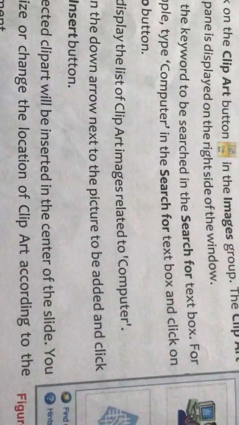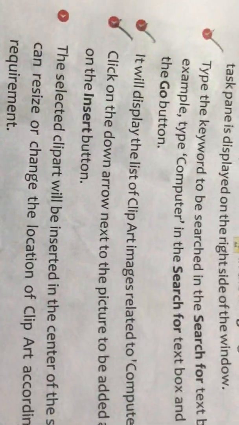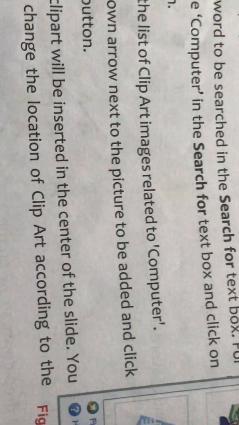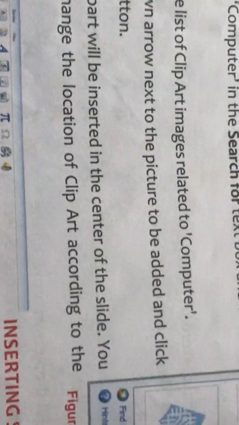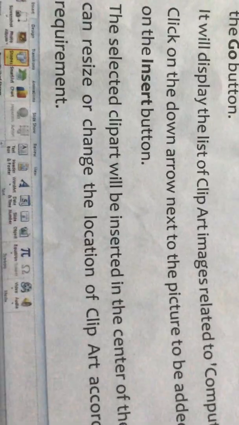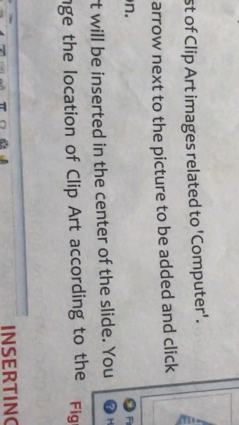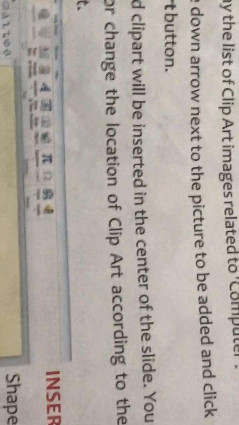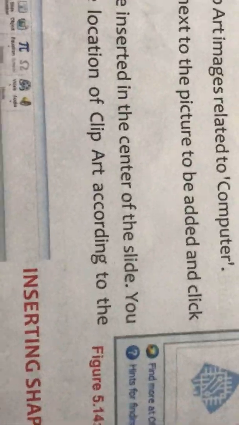Type the keyword to search in the Search for text box. For example, type computer in the Search for text box and click on the Go button. It will display the list of clip art images related to computer. Click on the down arrow next to the picture to be added and click on the Insert button. The selected clip art will be inserted in the center of the slide. You can resize or change the location of the clip art according to the requirement.